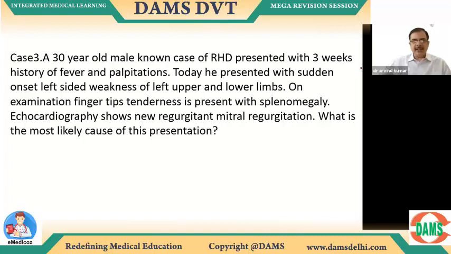From the clinical history, you can identify that there is a past history of rheumatic heart disease and a history of fever. So remember, whenever a known case of rheumatic heart disease presents with fever, always suspect the complication of infective endocarditis. The other feature with which the patient is presenting is hemiplegia, or a stroke episode. Stroke is a common complication that occurs in patients with infective endocarditis due to embolization.